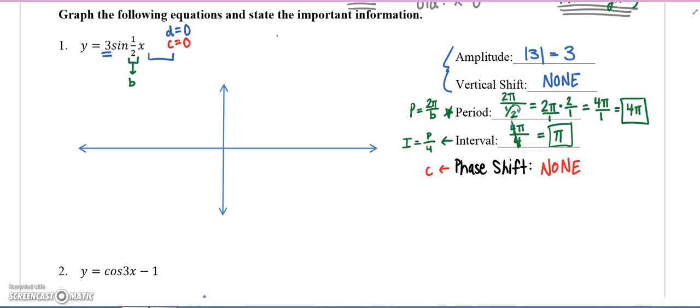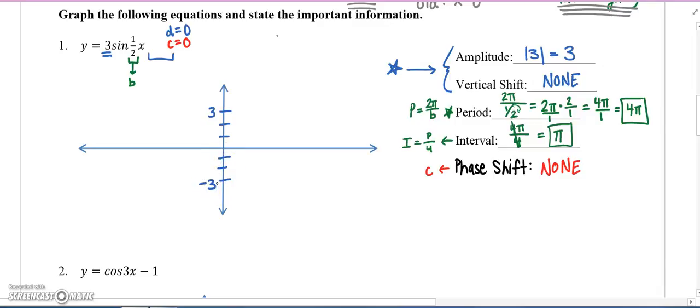Now we can start graphing. We're going to start with the same first steps over here as we did before. If I have a vertical shift, I would shift and move my midline with it. Since I don't, I'm going to stick with my original midline at y equals 0. And my amplitude is how much to go up and down. So up 1, 2, 3. Positive 3 is my max. And down 1, 2, 3.